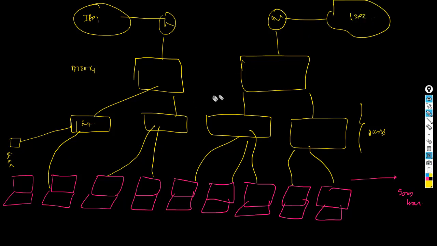So where is DHCP used, or where are we going to see this DHCP coming? Is it on the ISP side? Is it on the distribution side, or is it on the access layer? Distribution. So basically, the DHCP is more towards the user side. That's over here.